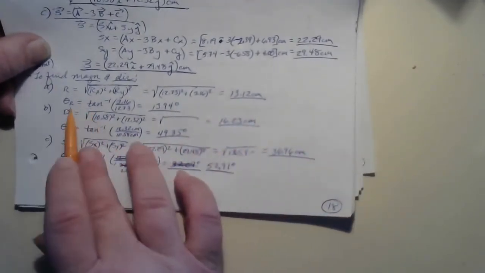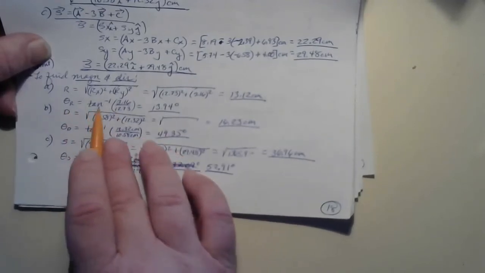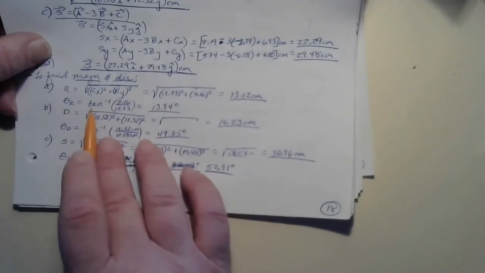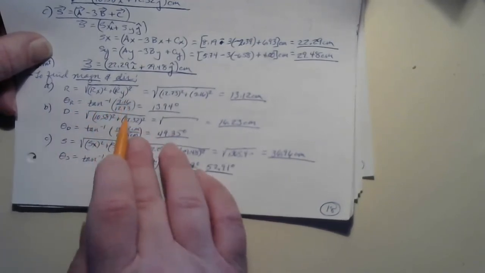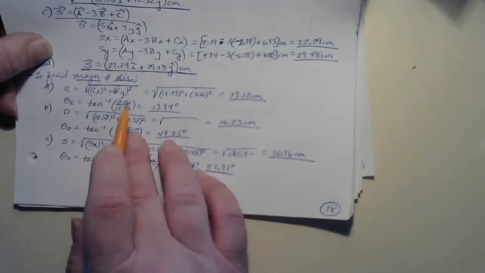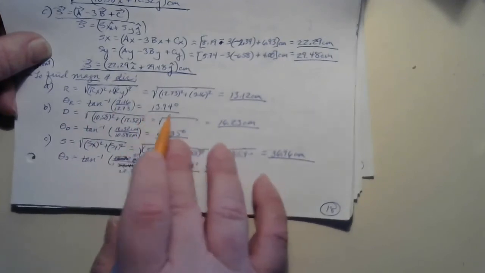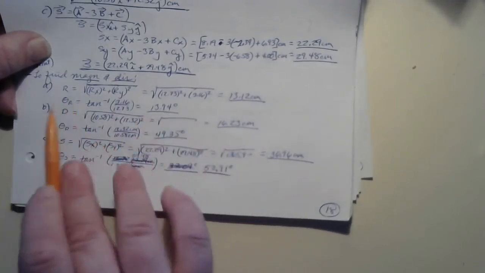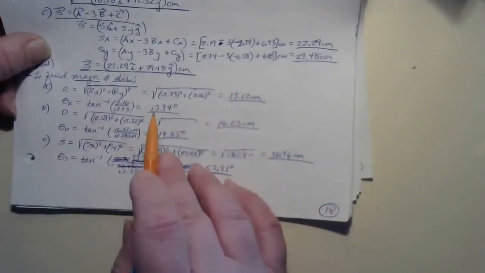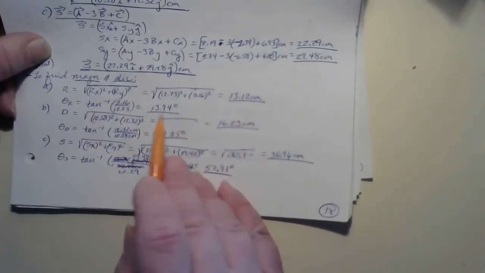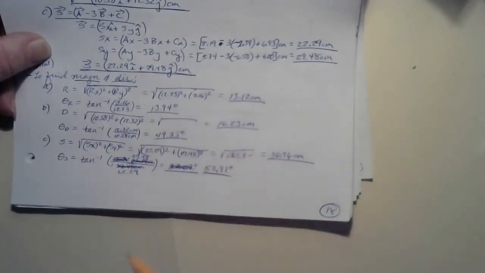For the direction of the resultant vector, the angle should be just inverse tangent, that is the angle whose tangent is the y component over the x component. So that's 3.16 over 12.73. And that gives you an angle of 13.94. So the resultant vector itself has a magnitude of 13.12 centimeters, and it's pointing at an angle of 13.94 degrees from the x-axis.